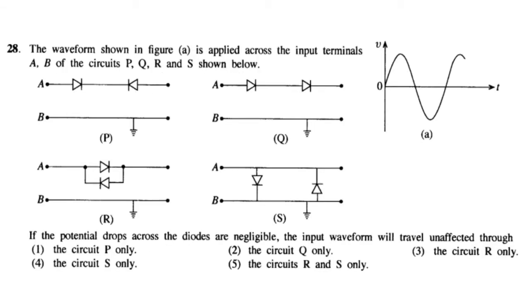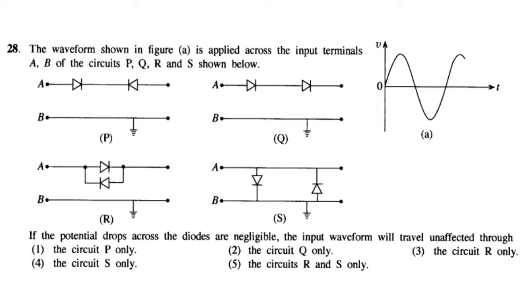Question 28. The waveform shown in the figure is applied across the input terminals of the circuits P, Q, R, and S. They are asking, if the potential drops across the diodes are negligible, which circuit gives the same output as the input. First, we take the P circuit, and you can see two diodes are connected to the terminal A, but in opposite directions. So the first diode will allow the positive part of the wave to pass through, and the second diode blocks the wave. So no output will be taken from the P circuit.